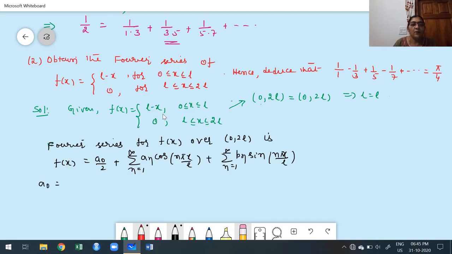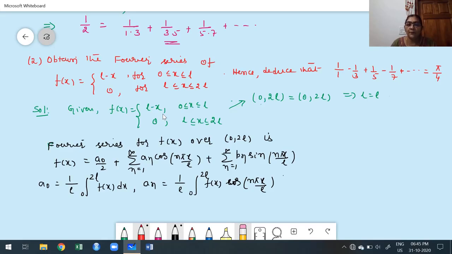A naught is 1 by l integral 0 to 2l f of x dx. What is my an? 1 by l integral 0 to 2l f of x cos of n pi x by l, because here 0 to 2l is only the limit, just like the first case. And then bn, what is my bn formula? 1 by l integral 0 to 2l f of x sin of n pi x by l with respect to x.